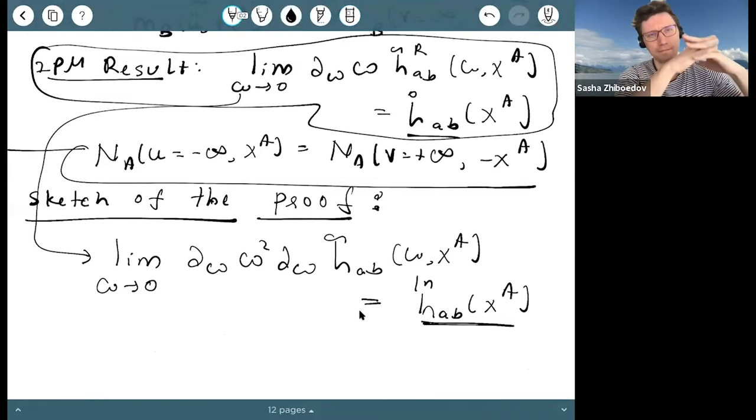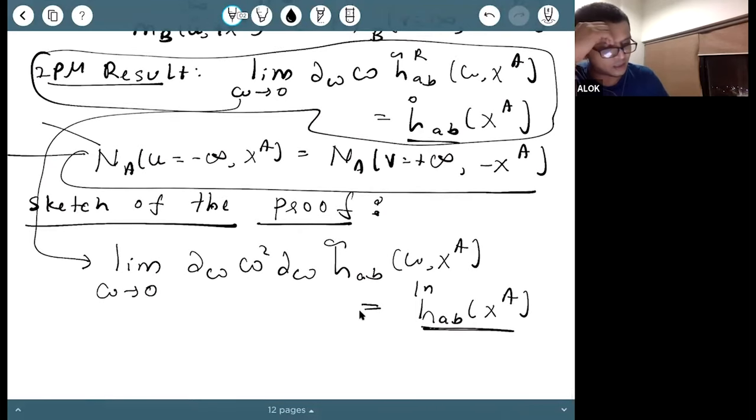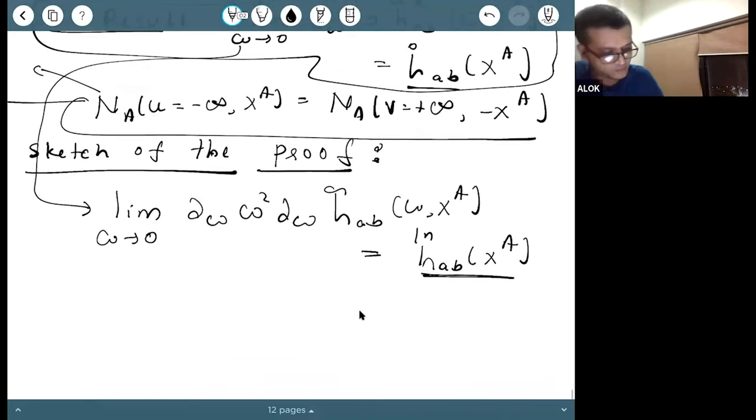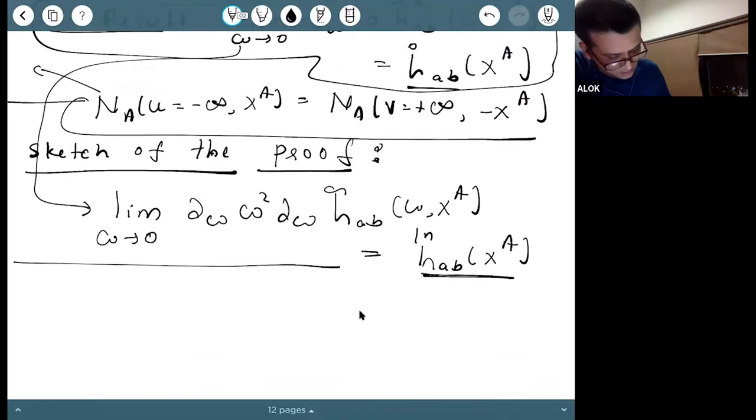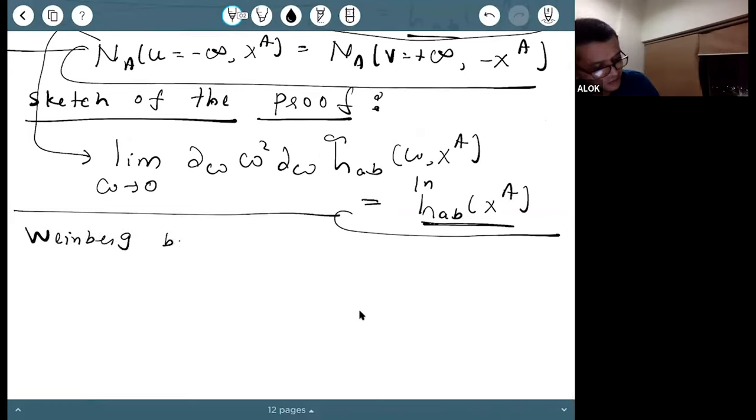I just want to emphasize that there is a puzzle here: is this conservation law really true beyond 1 PM or not, as seems to be indicated by the recent memory investigations? I think this needs to be looked at. Okay, so let me now sketch the proof. The idea is actually very simple, and there are two inspirations behind this proof. One is Weinberg's classic book, and one is Justin's paper on curved black hole.